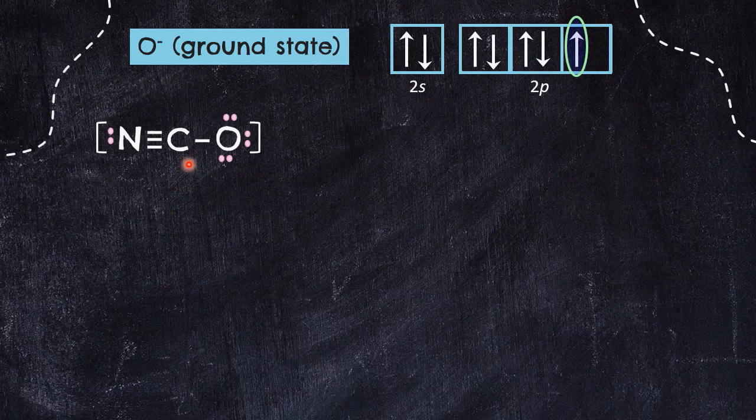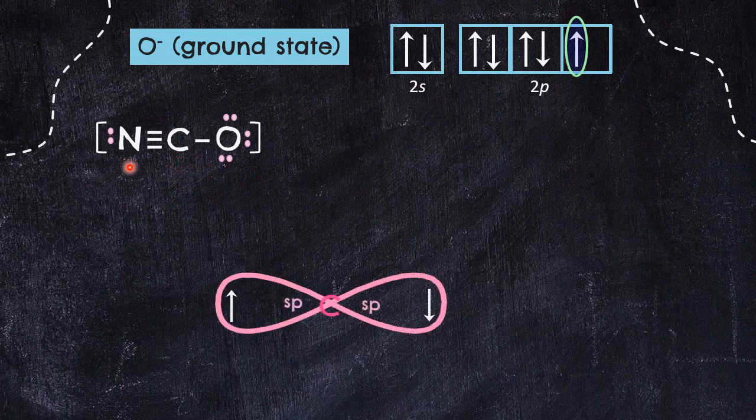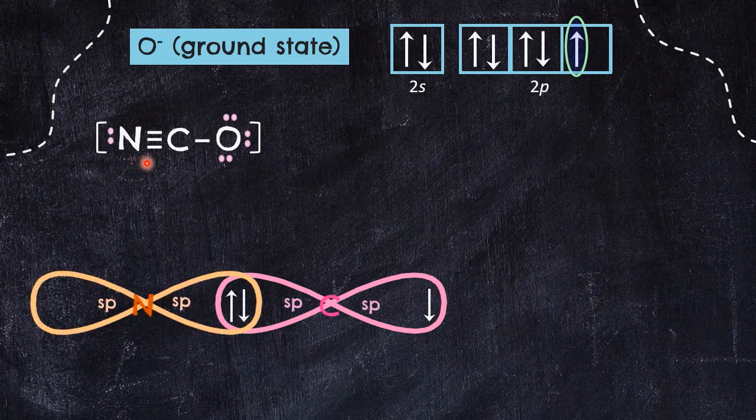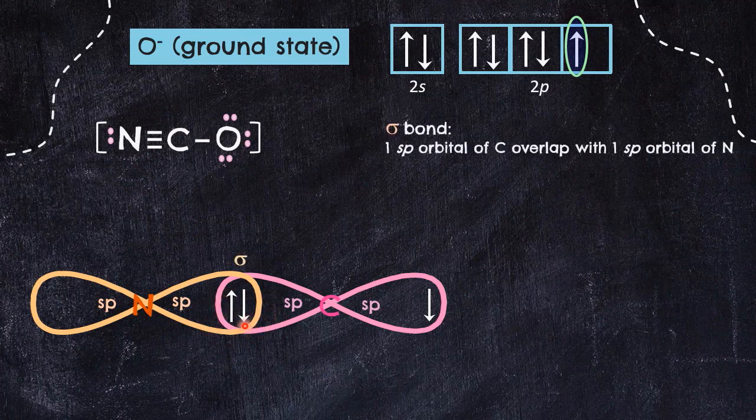We should start from the central atom carbon with its sp orbital to overlap with the terminal atom nitrogen, also with its sp orbital. So each will contribute one unpaired electron with opposing spin to form a sigma bond.